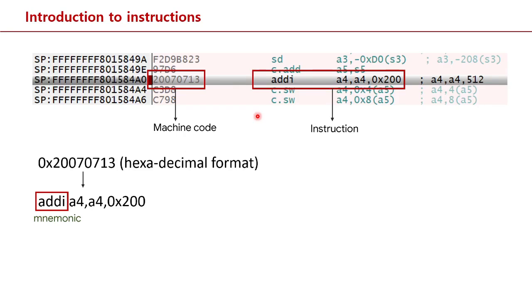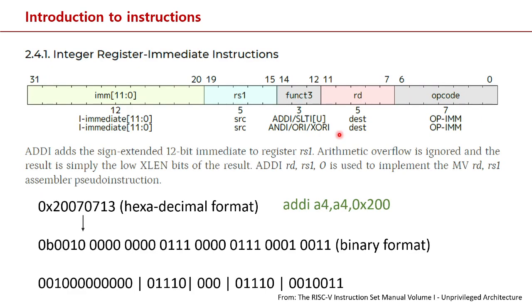Now that you know the relationship between the machine code and instruction, let's dive into more detail about how to interpret the machine code in binary format. This table describes the bit assignment map for the ADDI assembly instruction. If we refer to the reference manual of the RISC-V architecture, you're going to see tables that describe how to interpret the machine code.